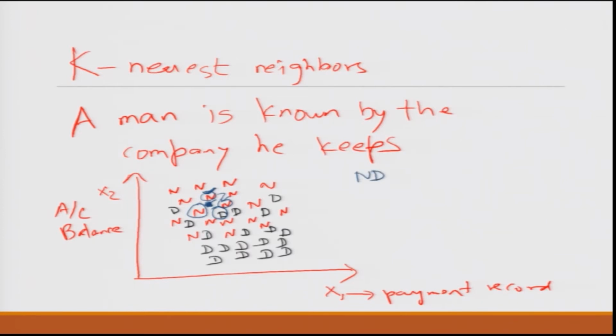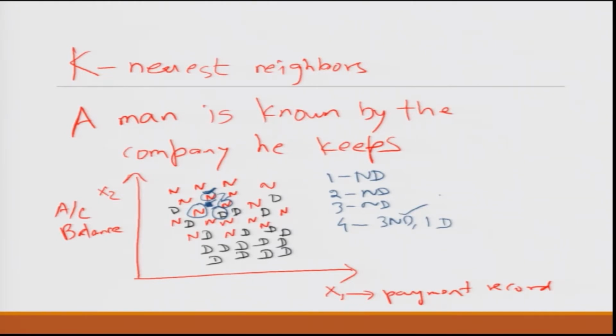However, if I say I will choose two closest neighbors, again for 1 he is a non-defaulter, for 2 he is a non-defaulter. If I choose 3, again he is a non-defaulter. If I choose 4 points, then 3 points say that he is a non-defaulter, 1 point says he is a defaulter. You do a majority vote and then you still say that he is a non-defaulter.